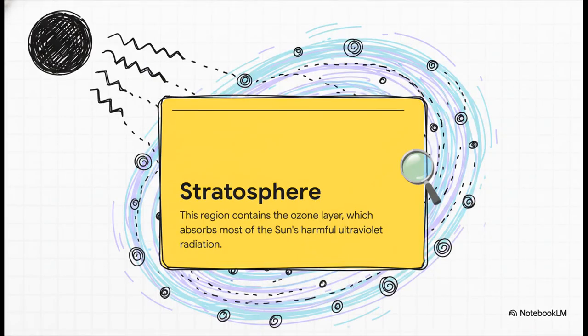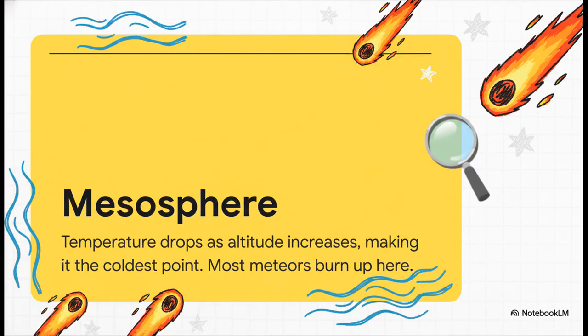All right, climbing higher, we enter the stratosphere. The number one thing you have to remember about this layer for your test is the ozone layer. This part of the stratosphere acts like our planet's own natural sunscreen, soaking up most of the sun's harmful UV radiation before it ever reaches us. Super important. Our next stop is the mesosphere.